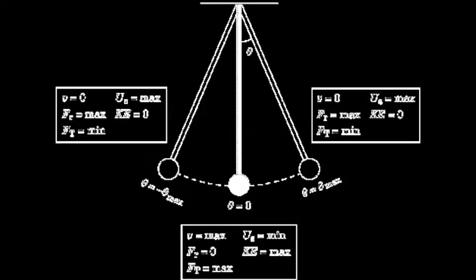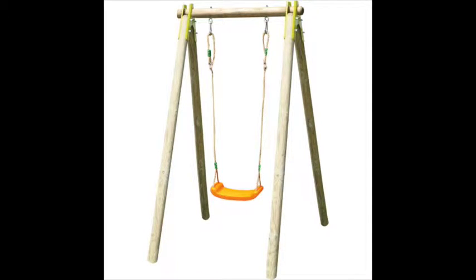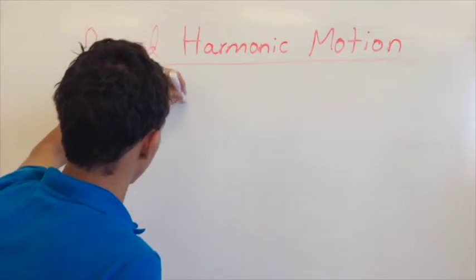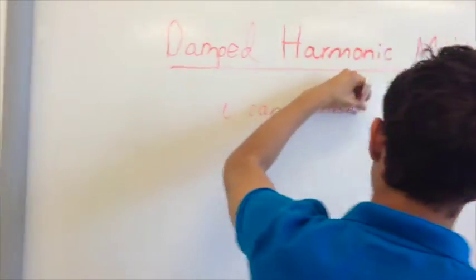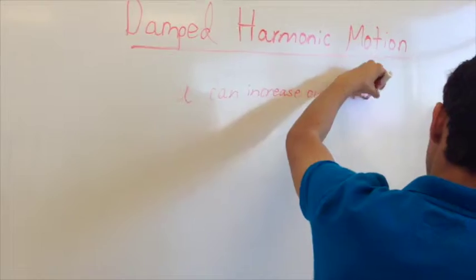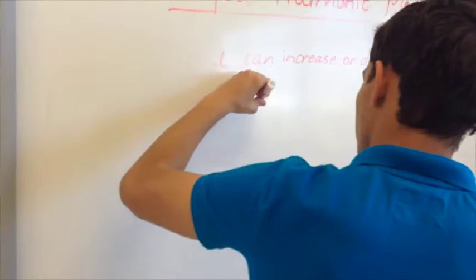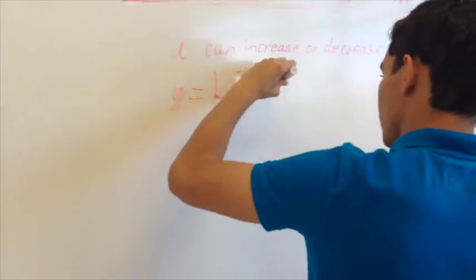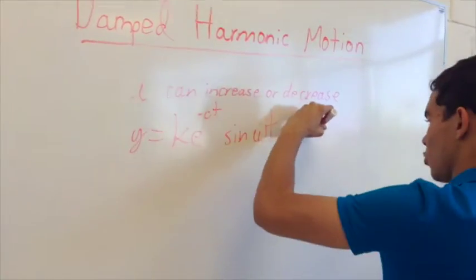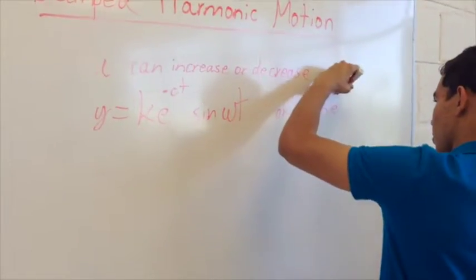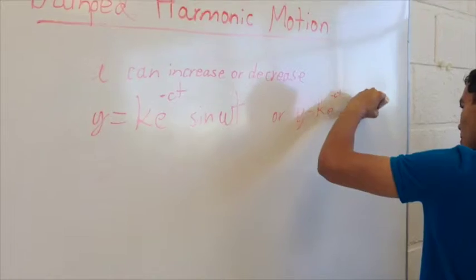Three examples of simple harmonic motion are a pendulum, a swing, or a vibrating spring. Damped harmonic motion is simple harmonic motion in which the amplitude is governed by the function a of t equals k e to the power of minus c t. So in this way, the amplitude might be increasing or decreasing.